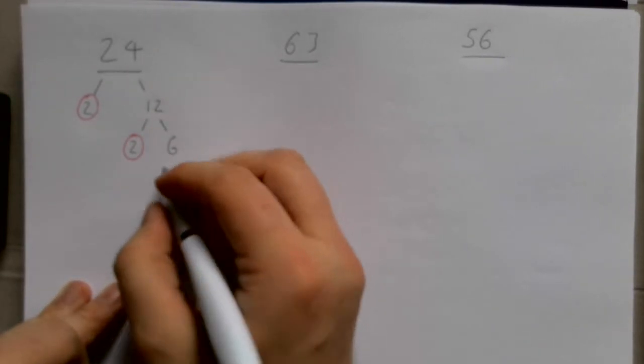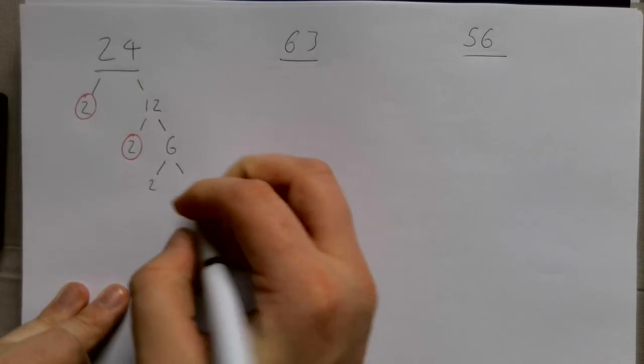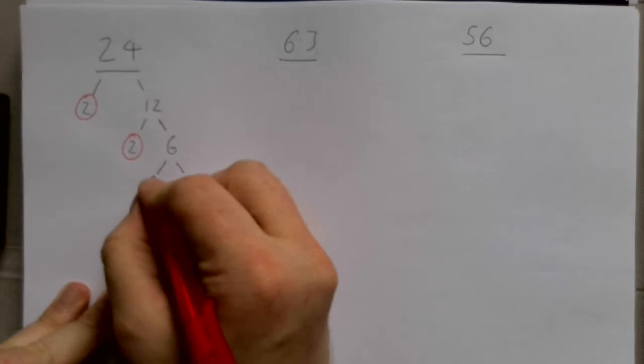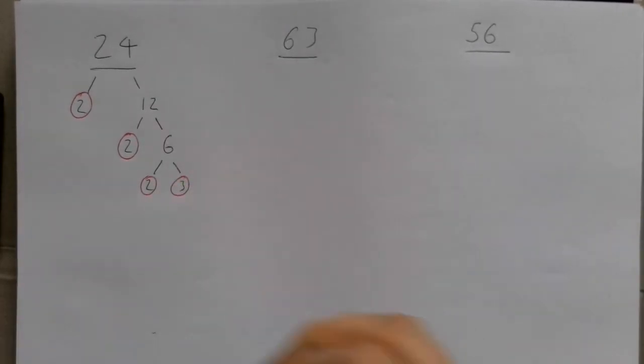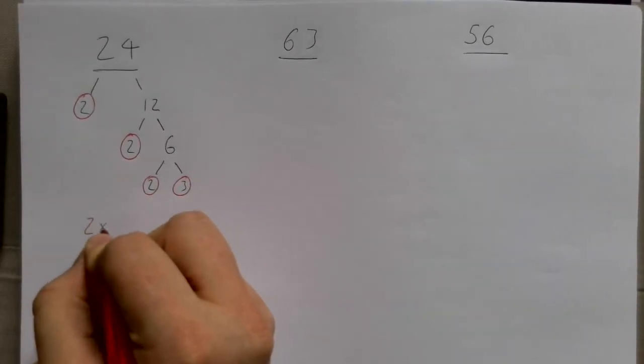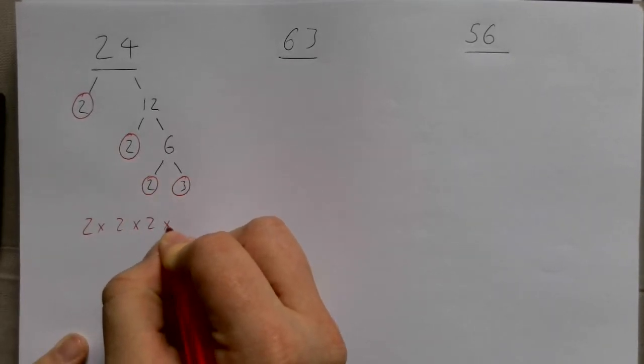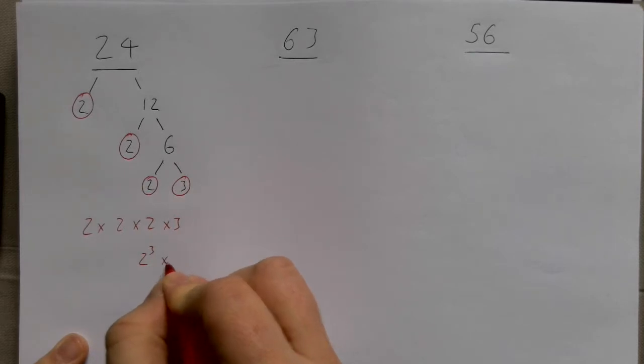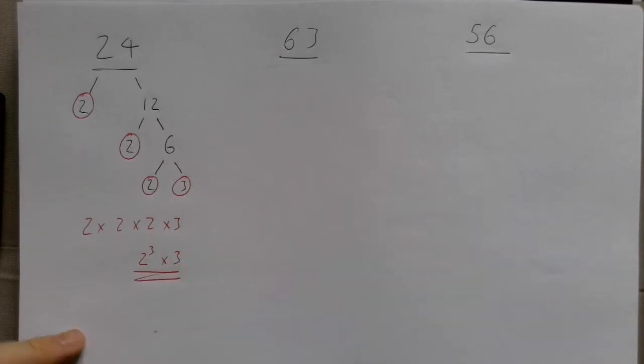So close off my 2 branch. And I've got 6. I'm going to divide that by 2. And 6 divided by 2 is 3. Okay. So I've got all my prime factors there. All I'm going to do now, 2 times 2 times 2 times 3. I'm going to simplify that to 2 cubed times 3. Okay.